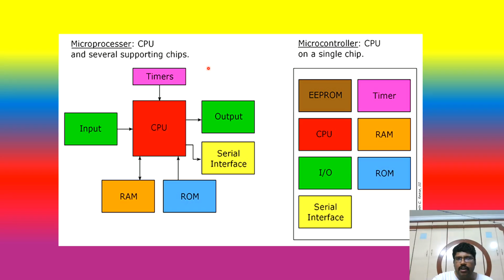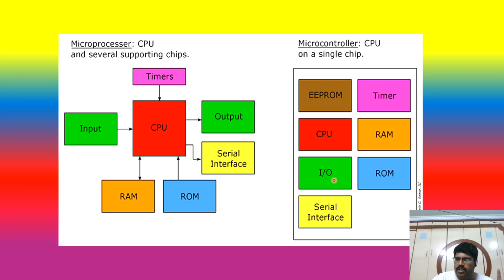But coming to the microcontroller, the situation is different. We are having a single chip, and in this particular chip itself, we are having all the components embedded on it. We can see the processor. Along with this, we are having what we will call I/O devices.